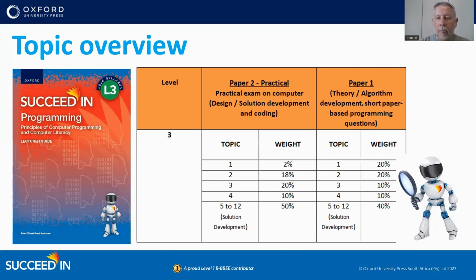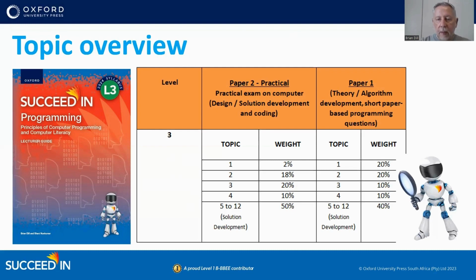Even topic 1, that is essentially about hardware and software, naturally appears in the theory paper, but note that there's also about 2% of the practical paper that should be dedicated to this topic. That might seem a little strange, but remember that there is a little section in this topic where you do command line activities, much as was done in level 2 with Windows, except that this time it is on the Raspberry Pi in the Linux environment, and that can then be practically assessed.